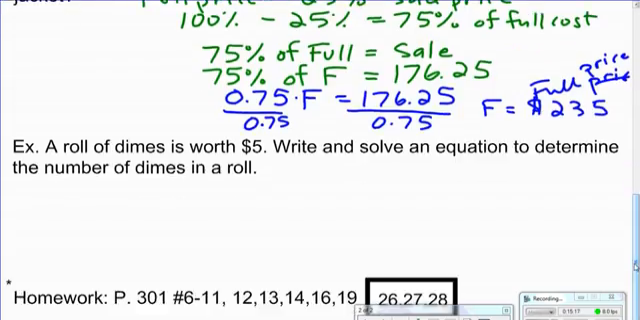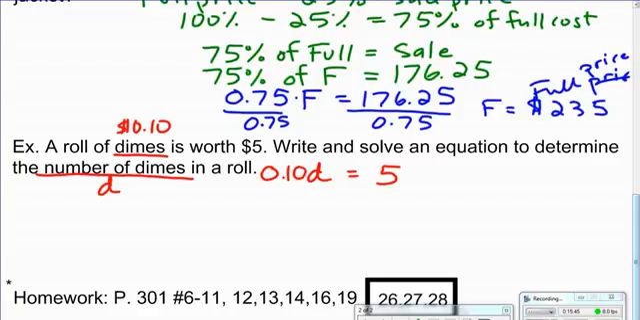A roll of dimes is worth $5, so keep in mind that each dime is worth 10 cents or 0.10 of a dollar. Write and solve an equation to determine the number of dimes. So we don't know the number of dimes, so let's call that D. Okay? So the number of dimes is going to equal $5. Each dime is worth 10 cents, or 0.10 of a dollar. So to find out how many dimes there are, divide both sides by 0.10. So we get 50 dimes.